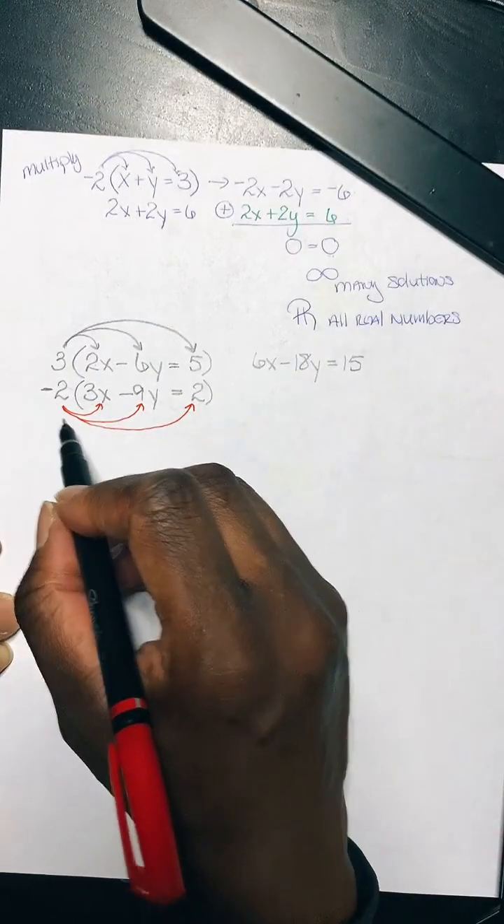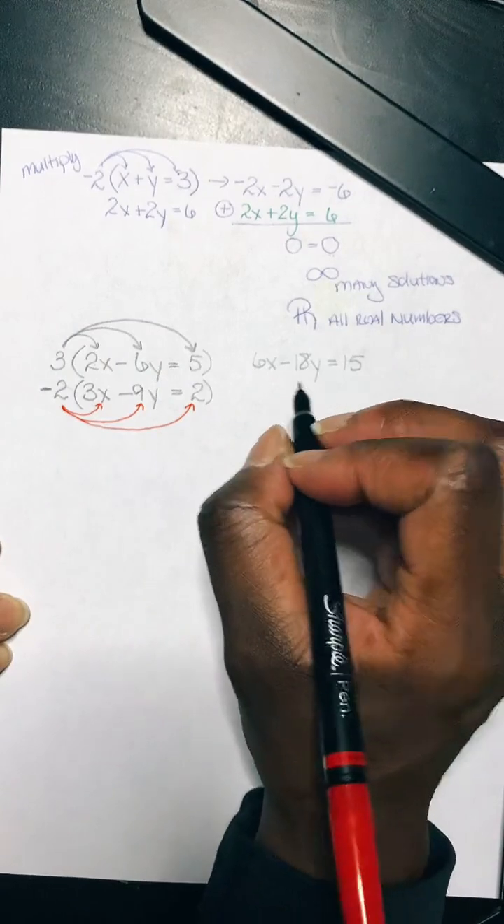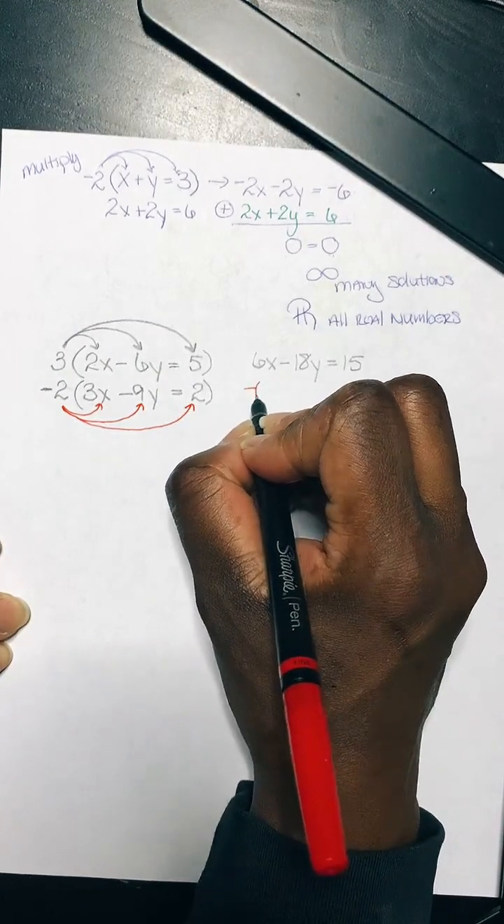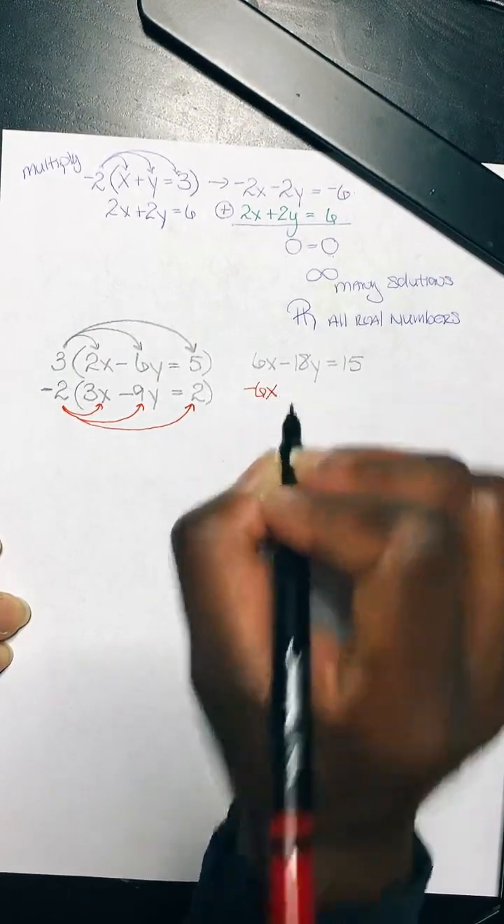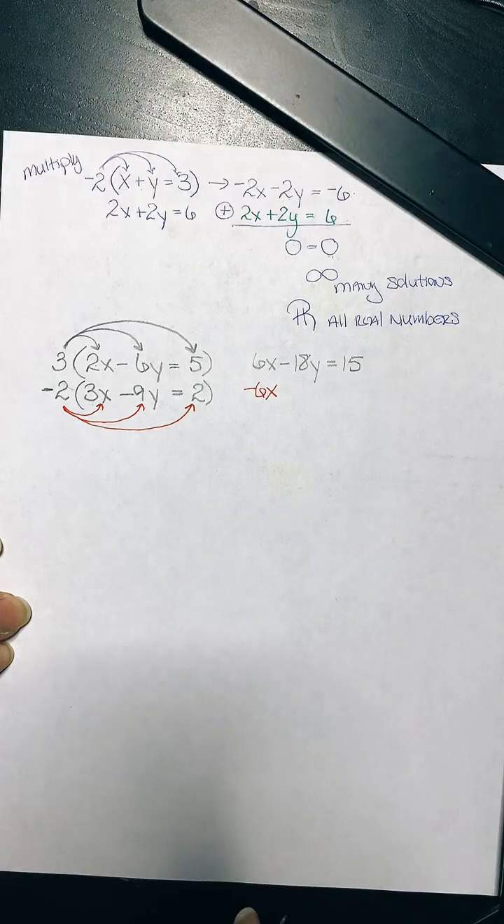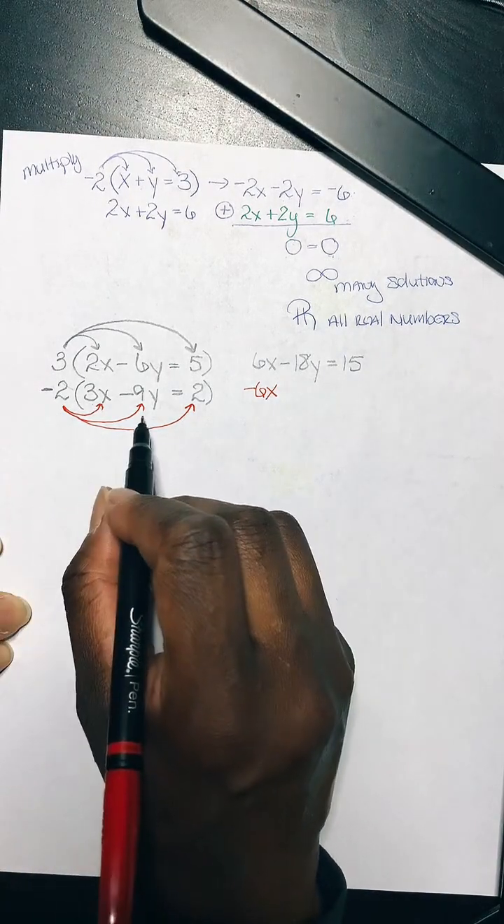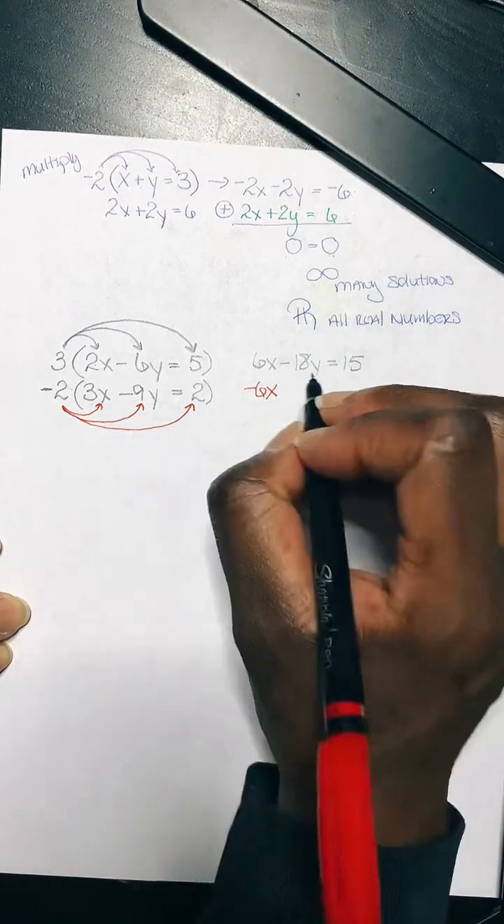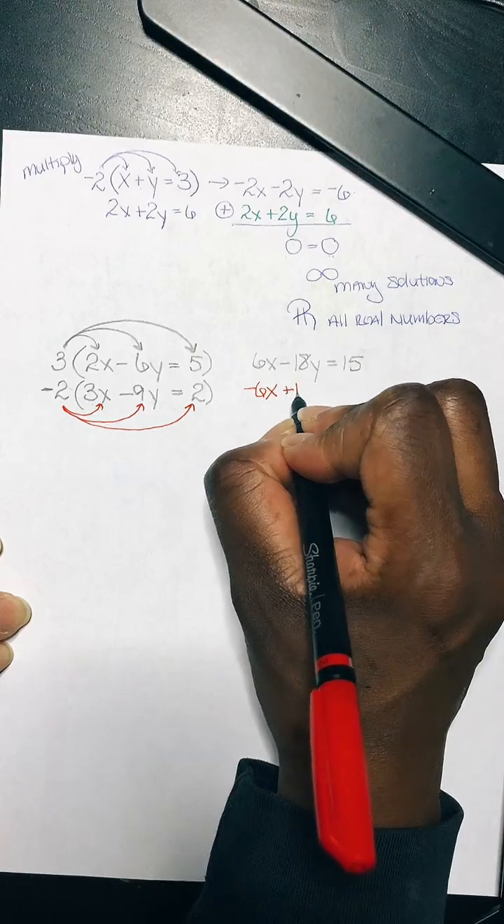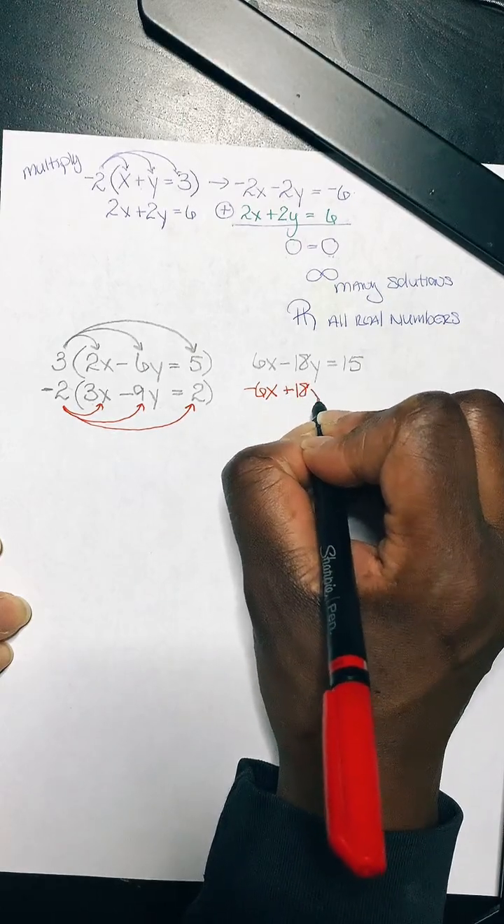So -2 times 3x gives me -6x. Good. Excellent. All right. -2 times -9y gives me a positive 18y.